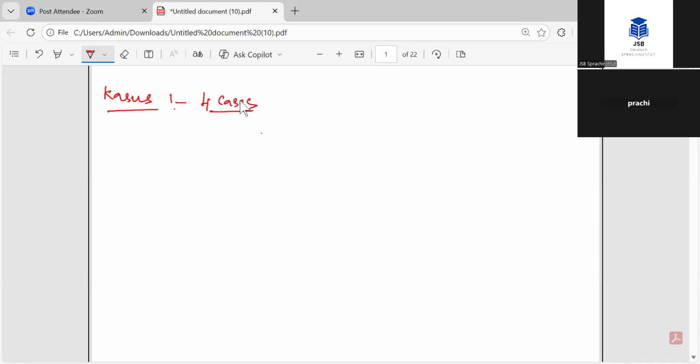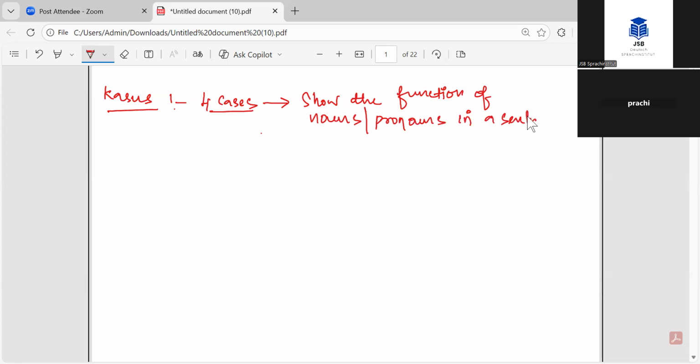These cases show the function of noun and pronoun in a sentence. Okay, it shows the function of nouns, pronouns in a sentence.